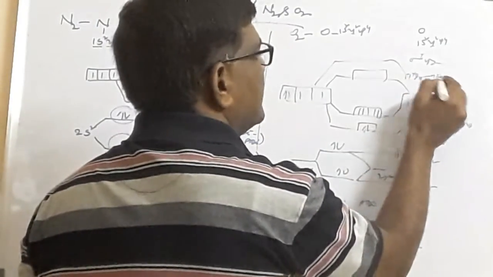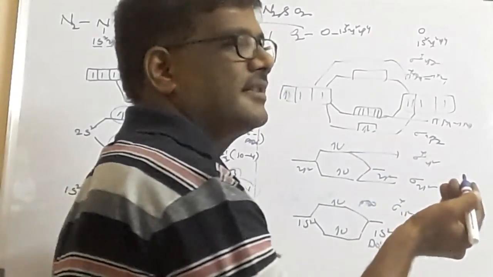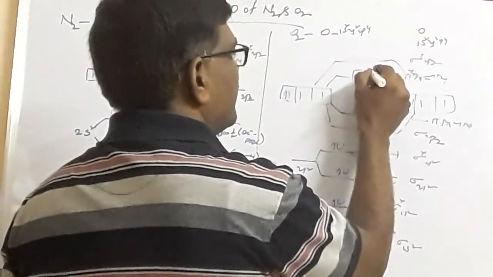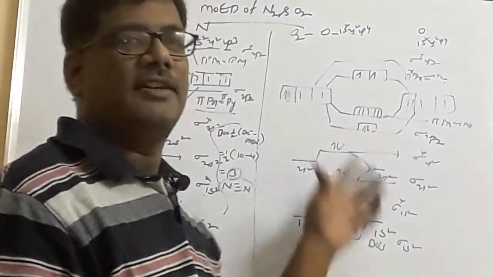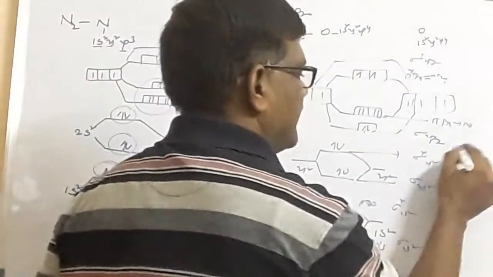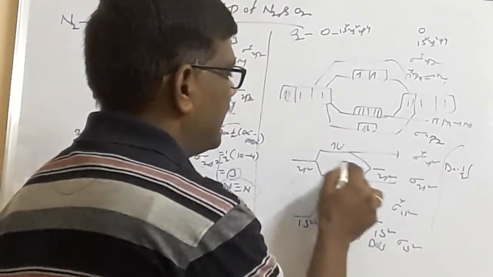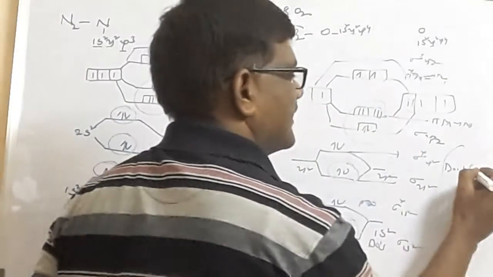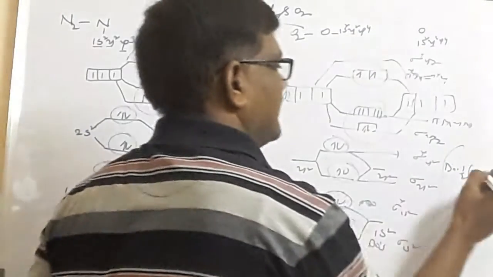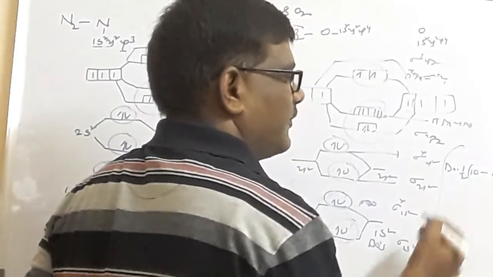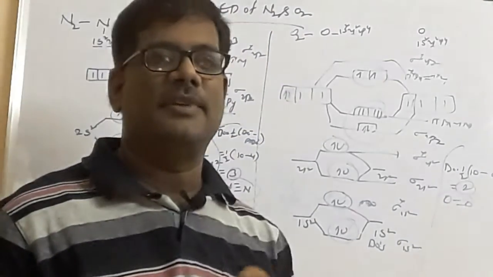Here, pi star px equal to pi star py, because it is the anti-bonding orbital, that's why it is represented with the star. So they will have the same energy, that's why 1 electron here, 1 electron here. Now this is the MOED of oxygen. Bond order I will calculate. Bond order is equal to half into bonding electrons 2 plus 2, 4, 4 plus 6, 10, minus anti-bonding electrons 2 plus 2 plus 2, total 6. 10 minus 6, 4, 4 by 2, nothing but 2. Oxygen is held by a double bond.